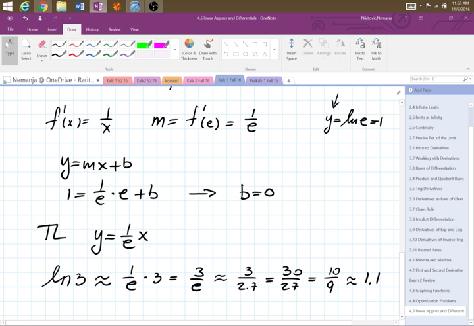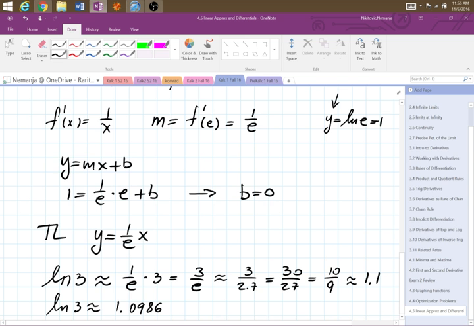Go ahead, punch ln 3 in the calculator, see what you get. Anyone? 1.1? Wait, 1.0986, like this, right? Yeah. All right. We're not even a cent off yet. This is how awesome this technique is.